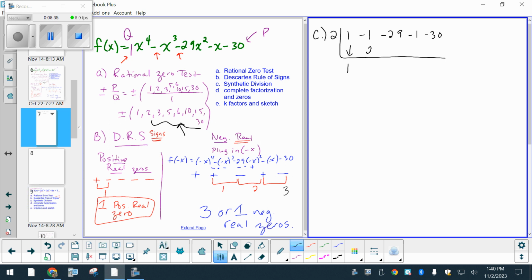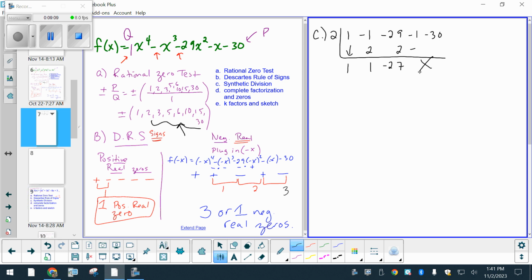Okay, so we're going to quickly do this synthetic division. And you start to see right here that you're going to get a little too big, right? Let's make sure I did this right. 1, 2, negative 27. It's going to give you a negative number. It's going to be kind of high, so 2 is not going to work out, right? So now you pick another number.